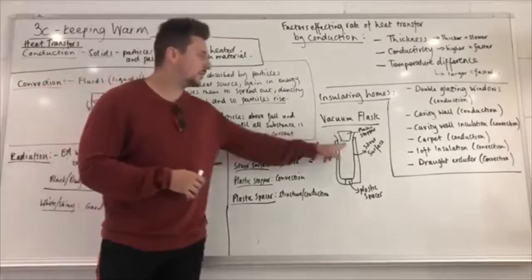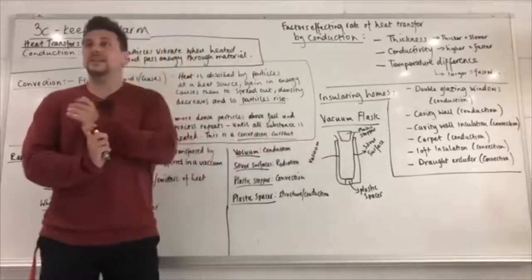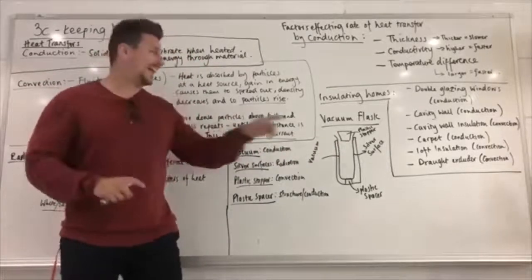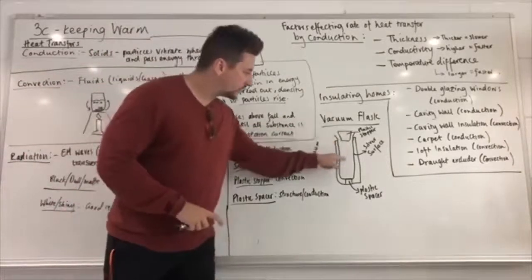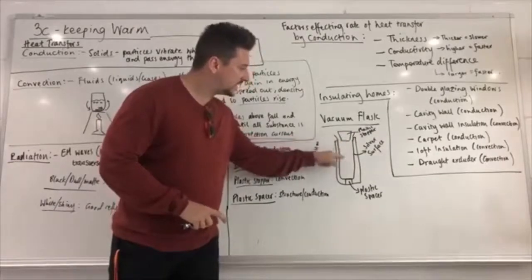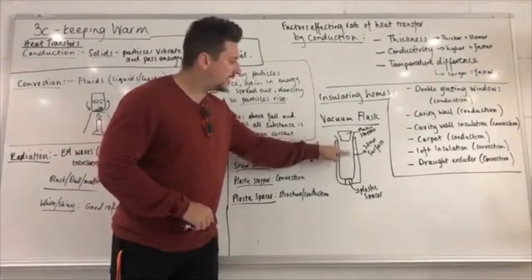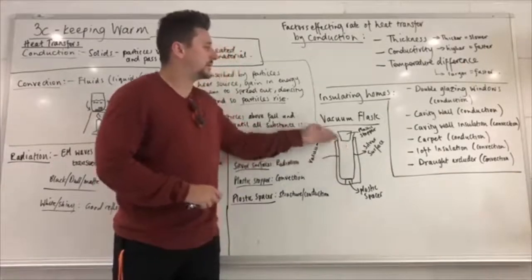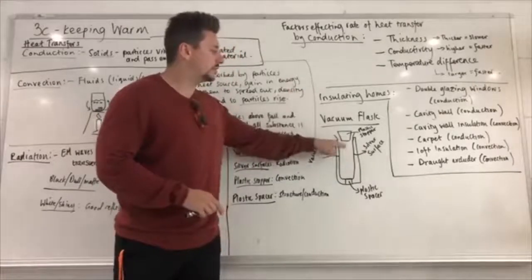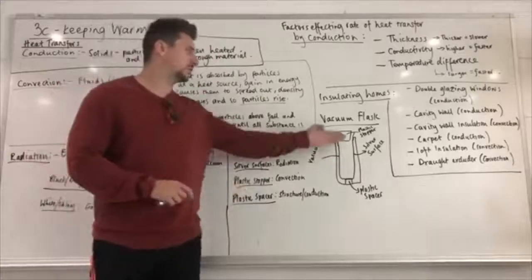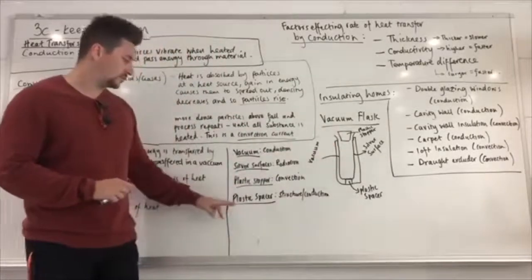You have a plastic stopper at the top. It's a good insulator, it's not a good conductor, and it prevents any convection currents that are created inside the flask itself. Let's say the flask is half full. There's going to be a convection current inside here. If there's no plastic stopper, it's going to leave, so you'll lose heat due to convection. It's also a bad conductor of heat, so it helps with conduction as well.